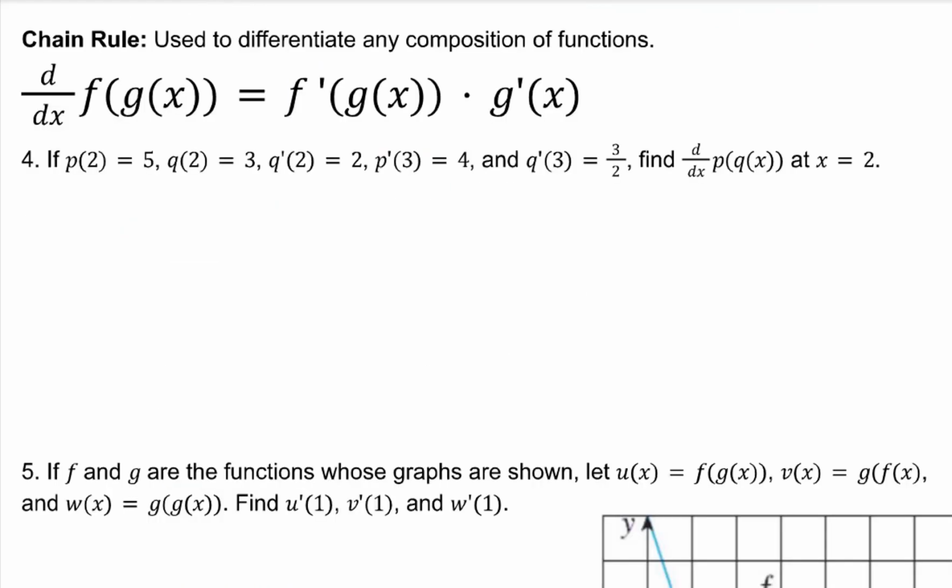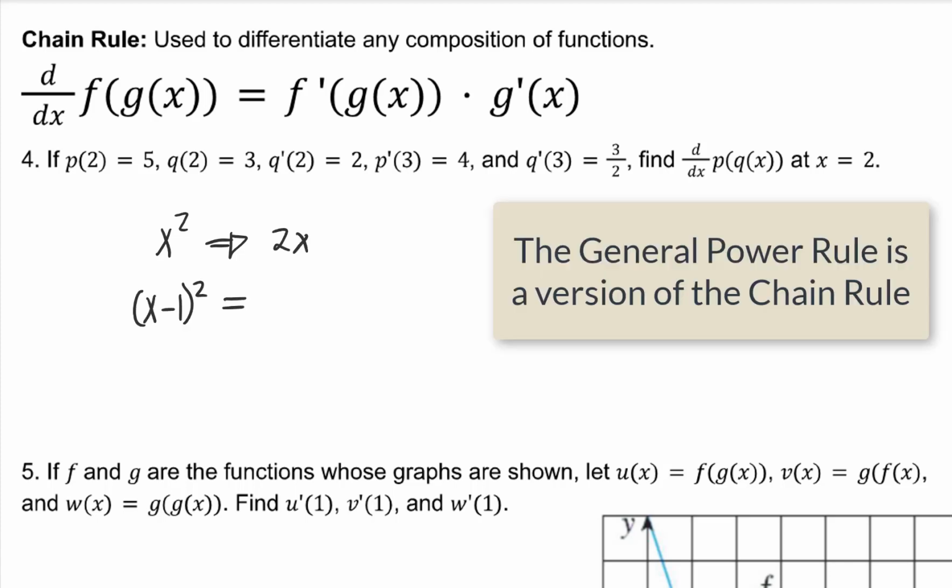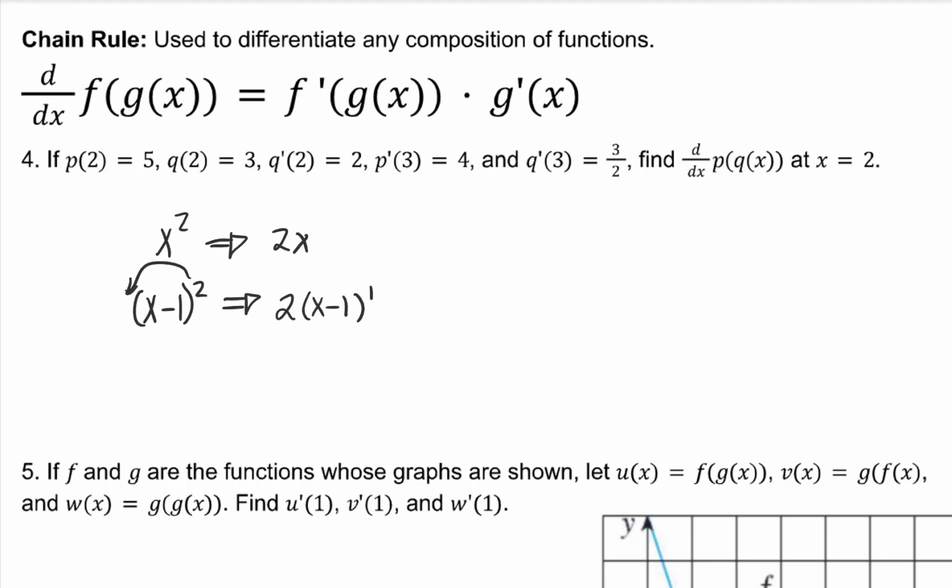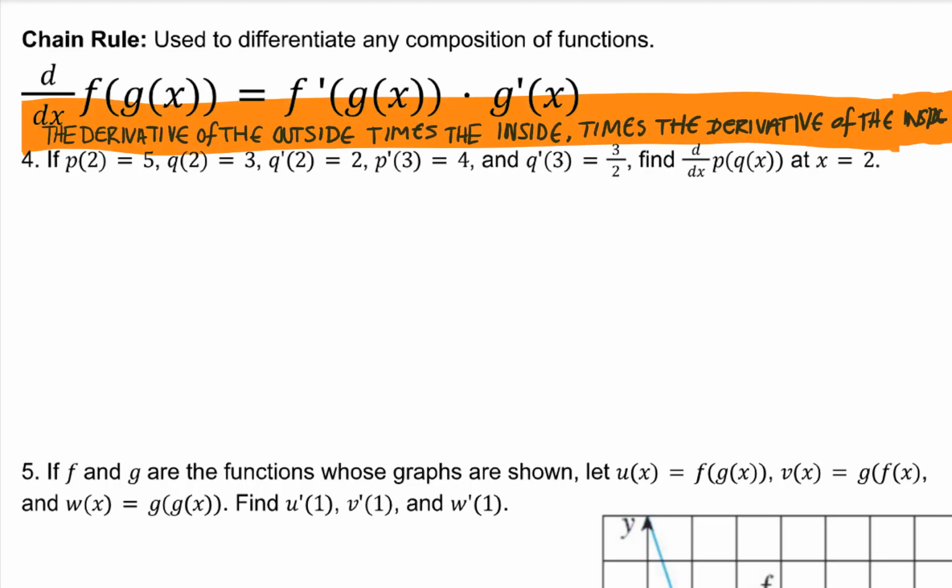So when do we use the chain rule? When there's a composition of functions. Deriving x squared requires the power rule. But deriving x minus 1 squared requires the chain rule, where you take the derivative of the outside and multiply it by the inside, and then multiply it by the derivative of the inside function. So the way I say that is the derivative of the outside times the inside times the derivative of the inside. And that is our chain rule.